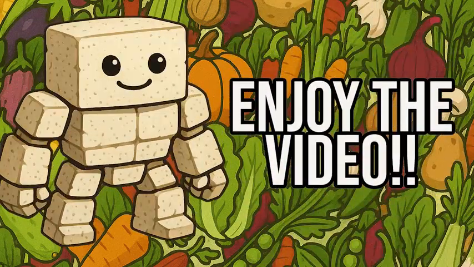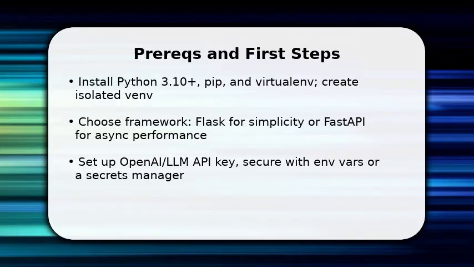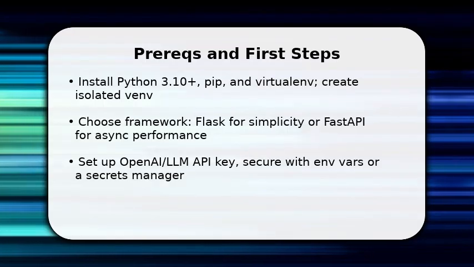You start by preparing your environment. Create a virtualenv, install Flask or FastAPI, and pin versions so deployments are reproducible. Once done, register for an LLM API and store the key in environment variables to avoid leaks.